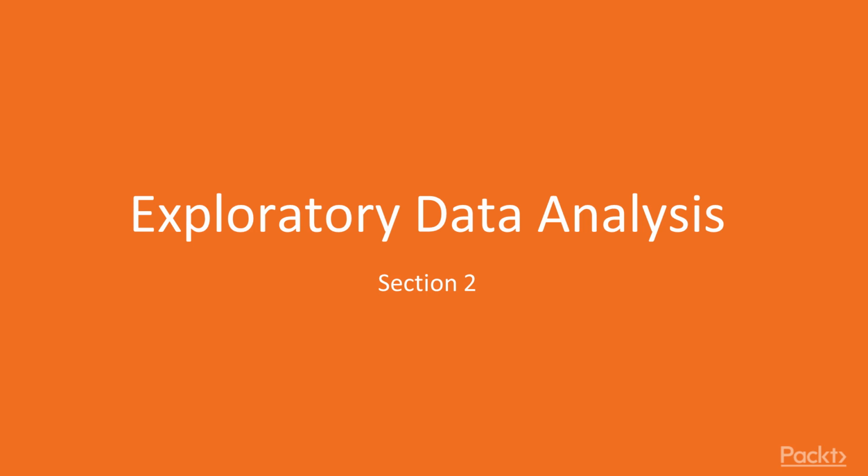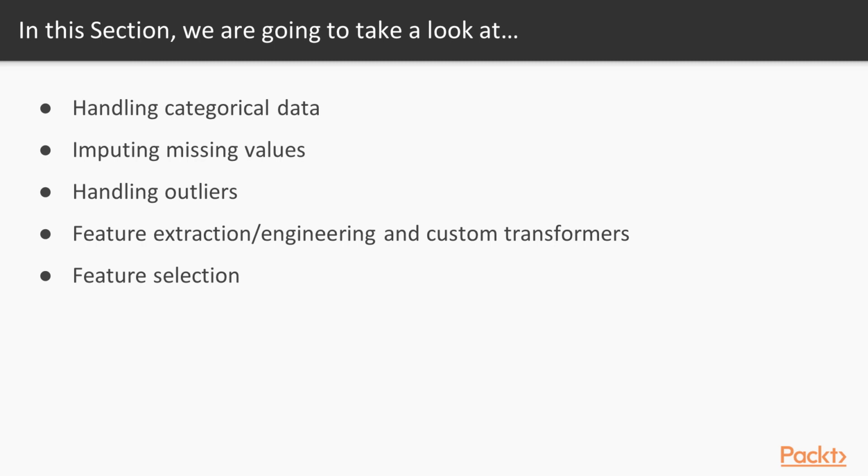In this section, we're going to cover the exploratory data analysis and pre-processing stages. This section is going to focus on data cleansing tasks necessary to complete prior to the modeling section. We'll start this section by covering how to handle categorical data. Next, we're going to look at various approaches to imputing missing values and handling outliers before we move on to generating new informative features and finally selecting the most valuable features to model with.